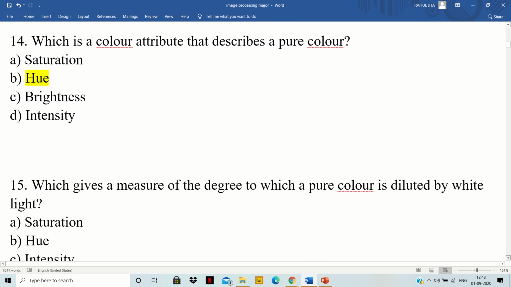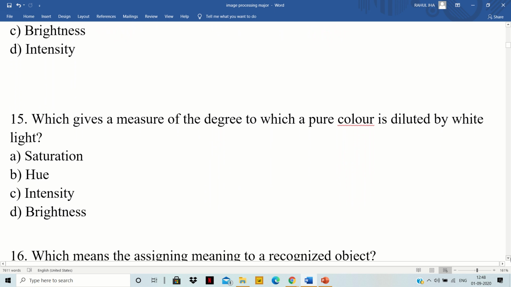Which gives the measure of the degree to which a pure color is diluted by white light? A. Saturation, B. Hue, C. Intensity, and D. Brightness. So of course it is about dilution, and we even studied this process in chemistry, that there is a saturation point which is the maximum point, after which we can't dilute it. So which thing gives the measure of the degree to which a pure color is diluted by white light? The right answer will be A. Saturation.